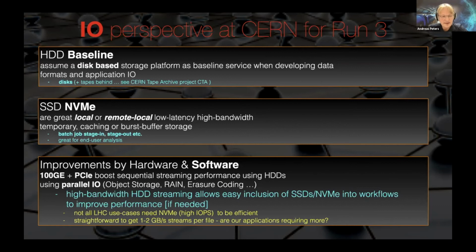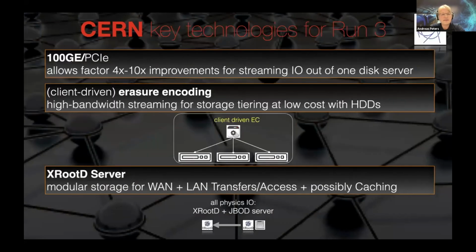For example, I will show you some R&D we do. We can then assume it's easy to get file access with 1 to 2 gigabytes per second. The question is if the application is actually ready to use it. On the downside, this is streaming I/O, so you have to be aware of the way you program your application. This change to 100 gigabit Ethernet gives us 4 to 10 times improvement because we already have hard disks behind these servers which are much faster, but we could not get out the I/O performance because we had a 10 or 25 gigabit interface in the past. Now we go to 100.